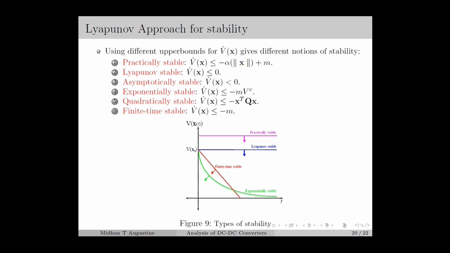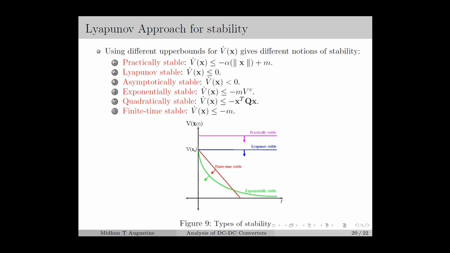Here, by modifying the upper bound for V dot of x, we can have different notions of stability, which are the practical stability, for which V dot of x is upper bounded by minus alpha of mod x plus m, where m is a finite positive constant and alpha is a positive definite function or KL function. So minus alpha will always be negative. And the second one is Lyapunov stable, for which V dot of x is less than or equal to 0. And then there is asymptotically stable, for which V dot of x is strictly less than 0.